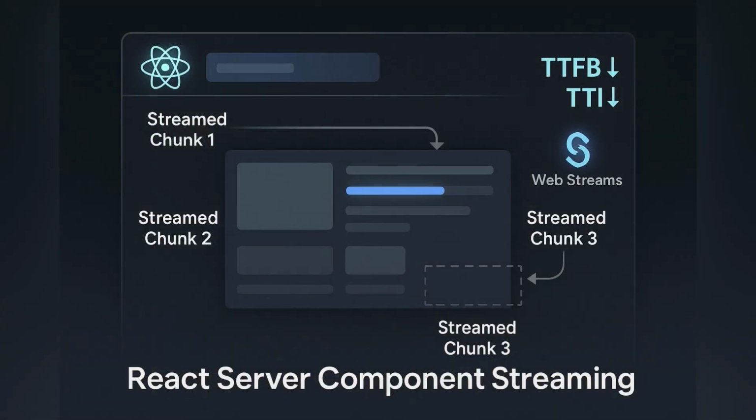How does React Server Component streaming improve performance? React Server Components don't just render on the server, they stream. Streaming sends chunks of HTML to the browser as soon as they're ready, without waiting for the full page. Imagine a product page. The header loads immediately while reviews stream in. The user starts interacting sooner, and it feels faster even on slow networks. React uses web streams to flush completed segments. This means faster time to first byte, smoother time to interactive, and better UX overall.